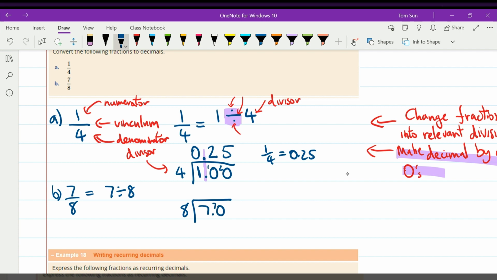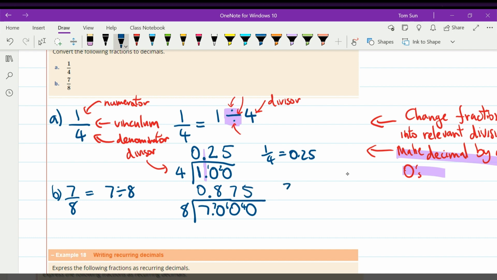8 goes into 70. Remember, this 7 is because there's a remainder of 7 after 8 doesn't go into 7. So 8 goes into 70 8 times with a remainder, add more zeros, you can see here. It's a remainder of 6. So 8 goes into 60 7 times, with a remainder of 4. 8 goes into 40 5 times, and no remainder.